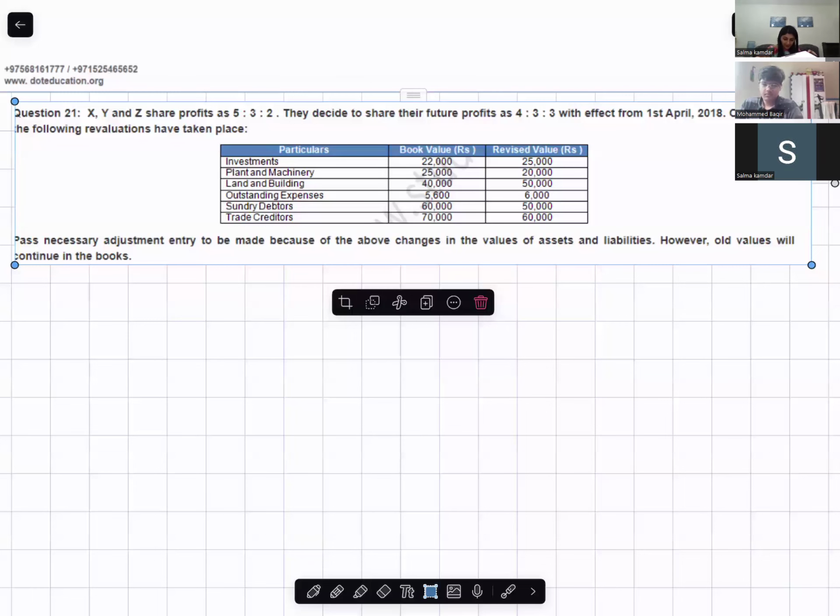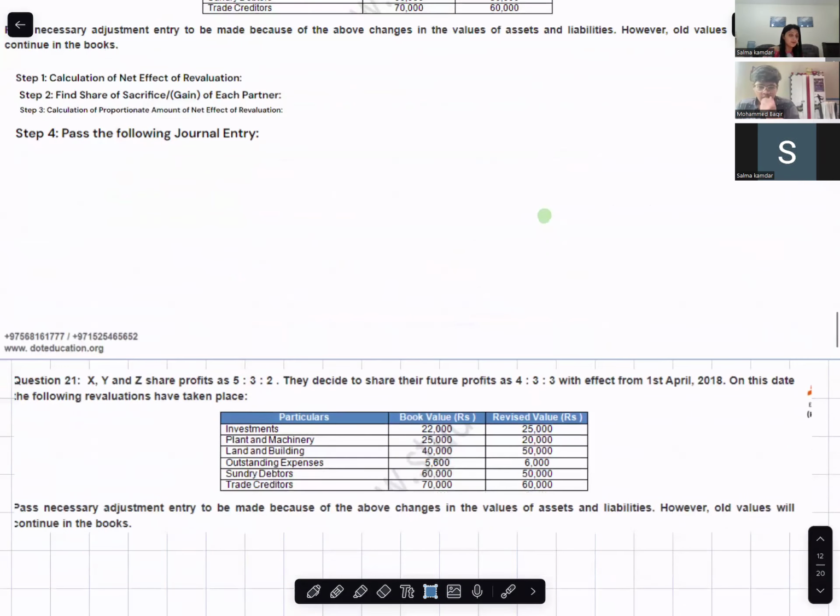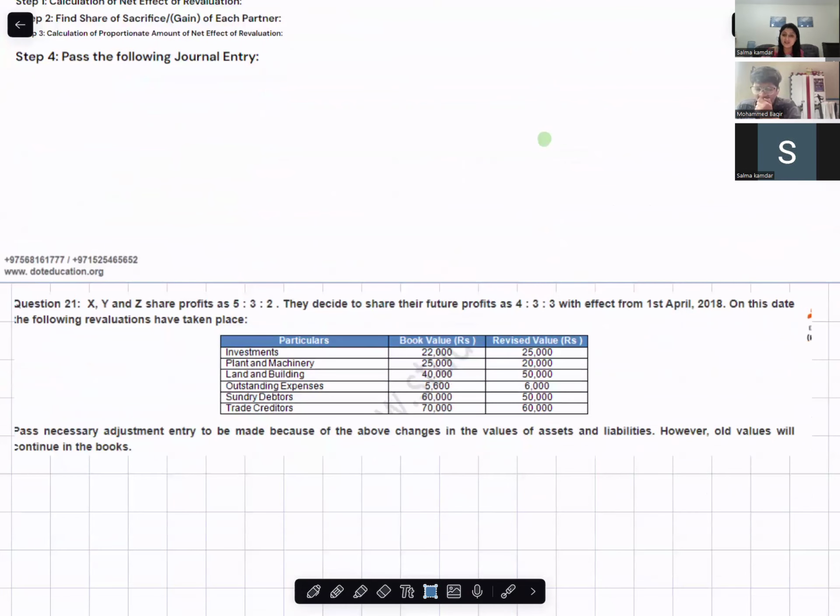So what we want over here is we want the old values to continue in the books. Since you want the old values to continue in the books, you have to pass adjusting entries. And when you have to pass adjusting entries, how will you do that? I don't know, ma'am. I didn't get it.